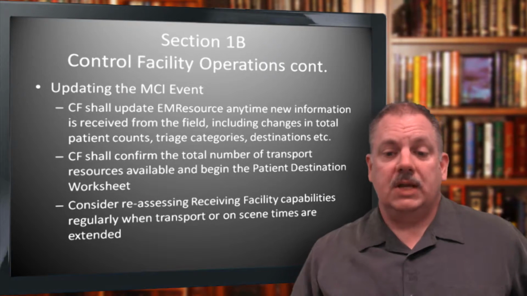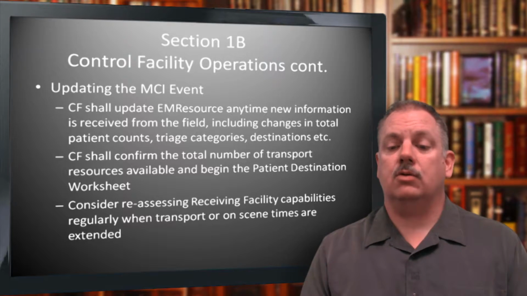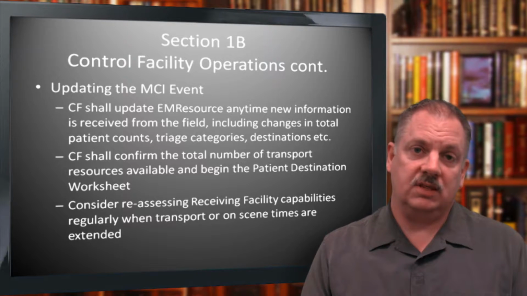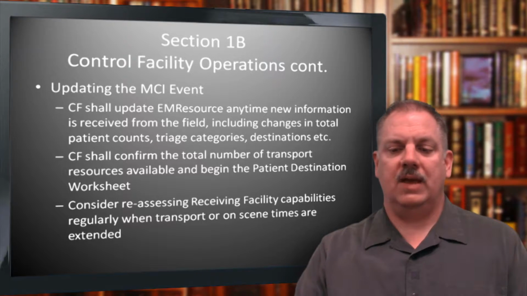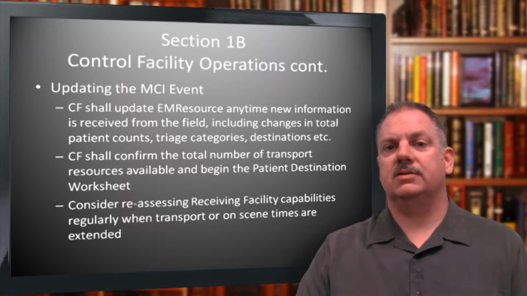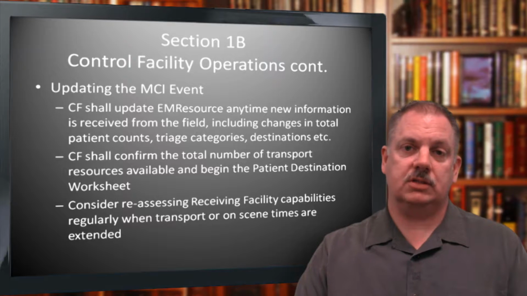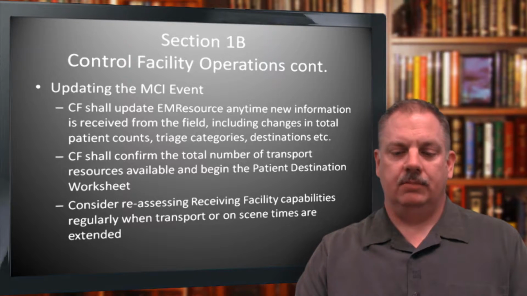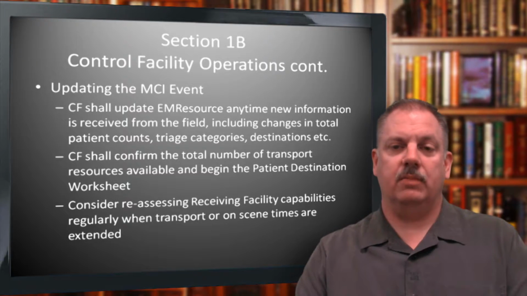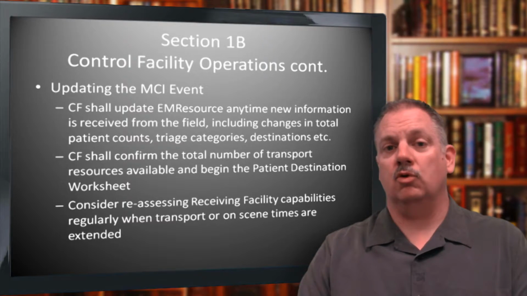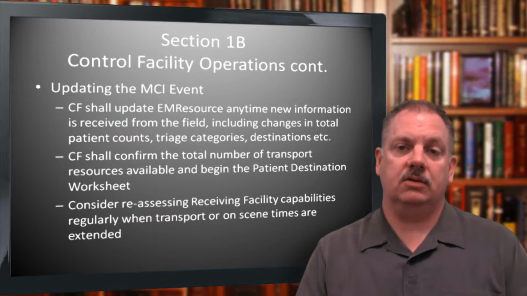The control facility shall update EM Resource anytime new information is received from the field, including changes in total patient counts, triage categories, destinations, etc. So it's very imperative that the field continually communicate with the control facility for updates and status. That may be if there's an immediate that expires, or they get into another part of the scene and find additional patients. Typically, in a large scene where patients can be scattered, even minor patients or some who would normally be considered delayed become dazed and walk off, and those patients can be found later and adversely impact the incident.